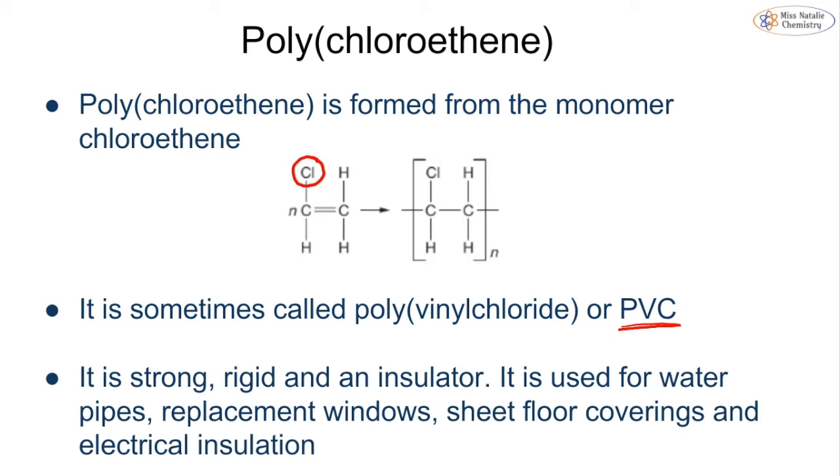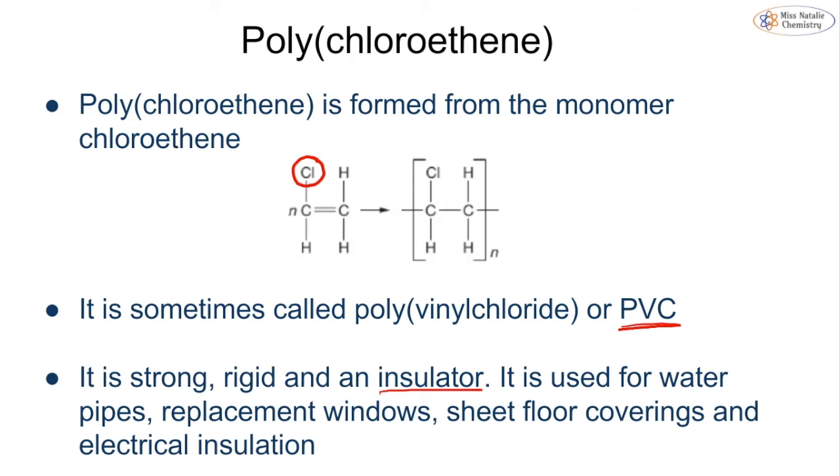Any sort of plastic covering tends to be made as PVC because it's very strong, it's rigid, and it is an insulator. So what you'll sometimes find is a plug will be coated in a PVC polymer so that you're not touching any of the wires. So it tends to be used for things like water pipes, replacement windows, sheet floor coverings, or any sort of electrical insulation.